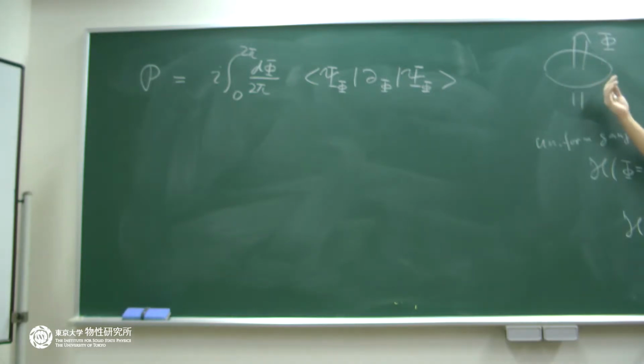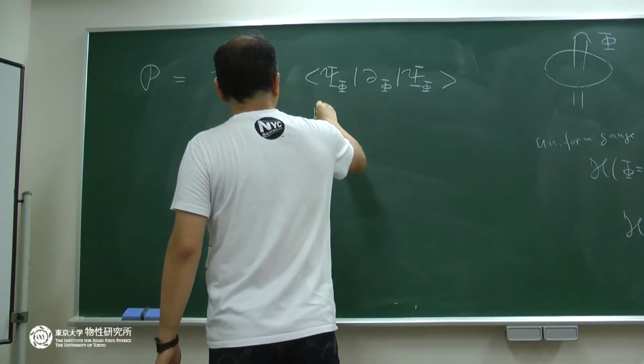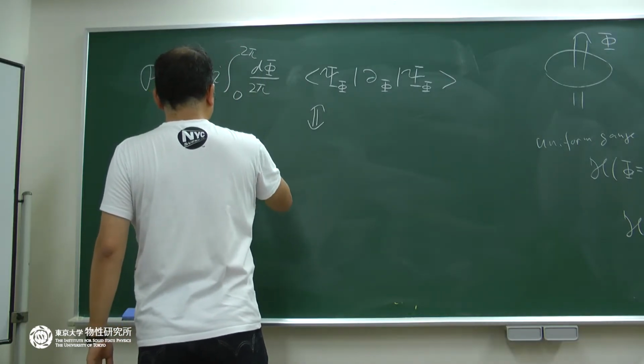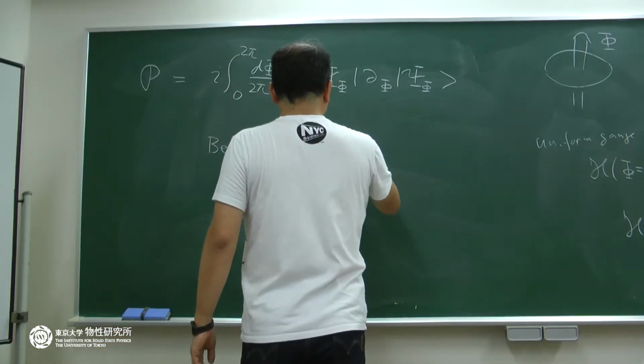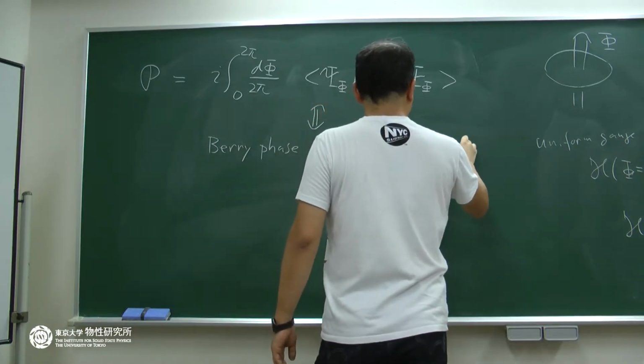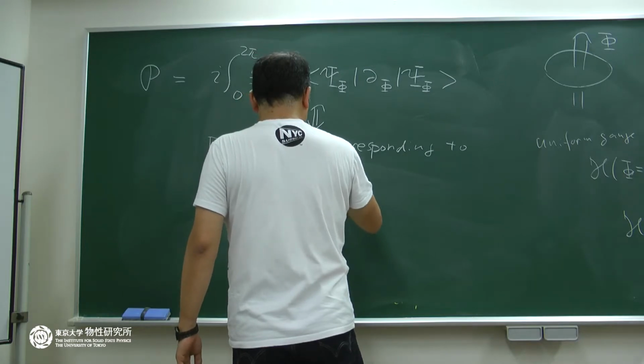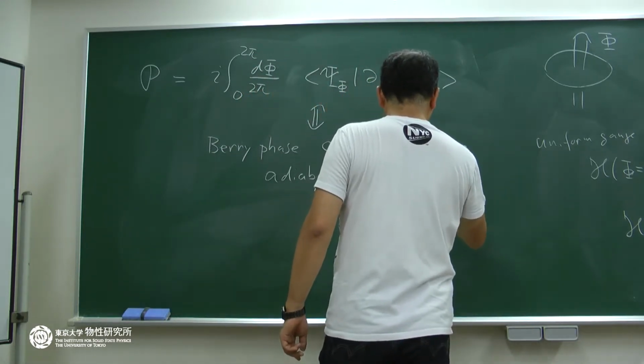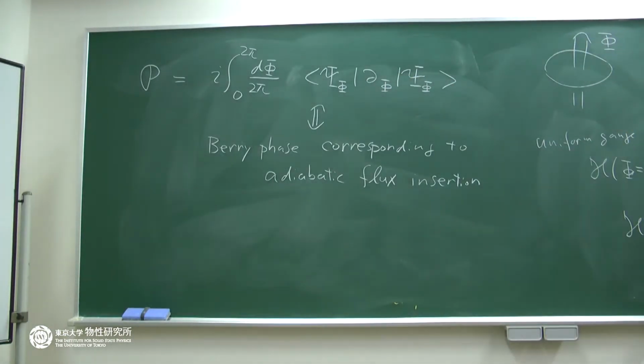So you start from flux 0 and then gradually, slowly, very slowly increase the flux up to unit flux quantum. And after inserting unit flux quantum, your system basically comes back to the original state. Then the Berry phase can be well defined. So this physically corresponds to the Berry phase when you change or insert the flux adiabatically, very slowly, from 0 to 2 pi.